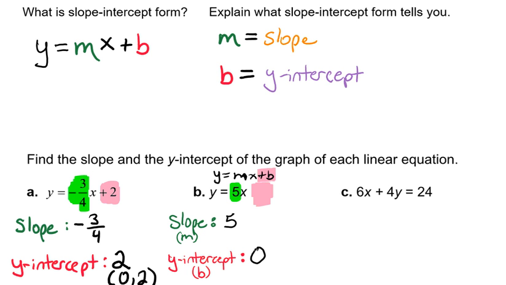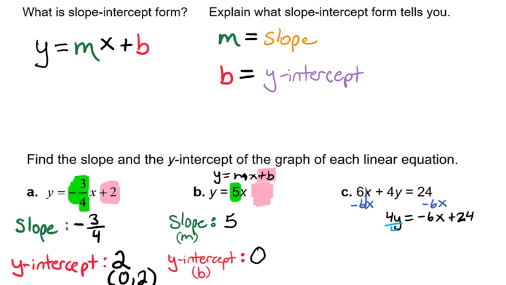Let's take a look at letter C. Here we have 6x plus 4y equals 24. And this is not written in slope-intercept form. But luckily, we can do that. All we need to do is get the y by itself. In order to do that, we'll move our 6x over. And that's going to give us 4y equals negative 6x plus 24.